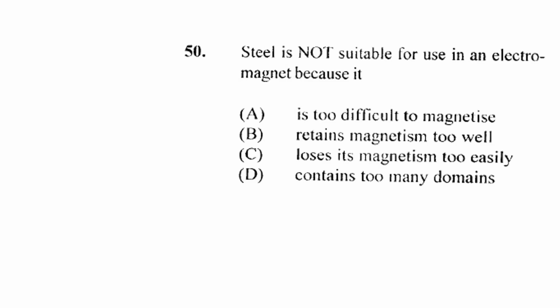Number 50. Steel is not suitable for use in an electromagnet because it A, is too difficult to magnetize, B, retains magnetism too well, C, loses its magnetism too easily, or D, contains too many domains. The answer is A, because it is too difficult to magnetize. Alright? In an electromagnet, you want one that will be easy to magnetize and just as easy to demagnetize.